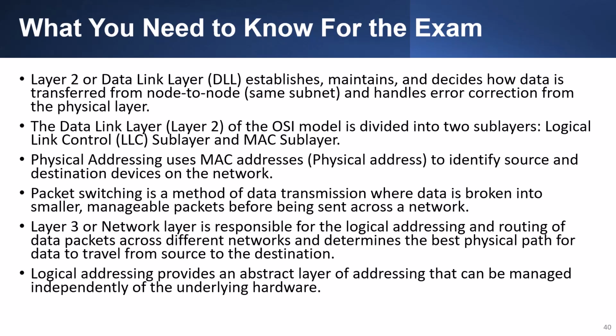In summary, Layer 2, or the data link layer, establishes, maintains, and decides how data is transferred from node to node within the same subnet and handles error correction from the physical layer. The data link layer, Layer 2 of the OSI model, is divided into two sublayers: the logical link control sublayer and the MAC sublayer. Physical addressing uses MAC addresses, or physical addresses, to identify source and destination devices on the network. Packet switching is a method of data transmission where data is broken into smaller, manageable packets before being sent across the network.